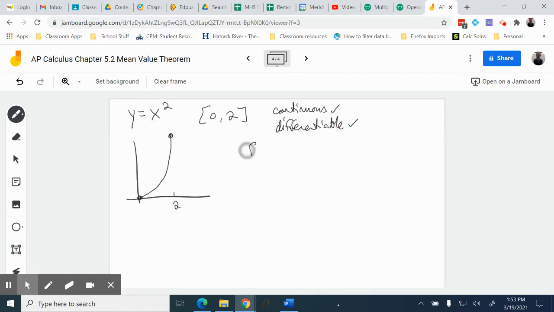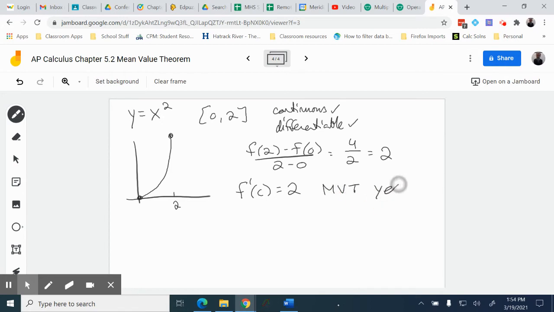So we've got f of 2 minus f of 0 divided by 2 minus 0. That is 4 divided by 2, which is 2. So the question is, do we have f prime of c equal to 2? The mean value theorem says, yes, we do. So we're done with that part. Have we proven that there must be a value? Yes, we have. Now, the only other question is, where is it?